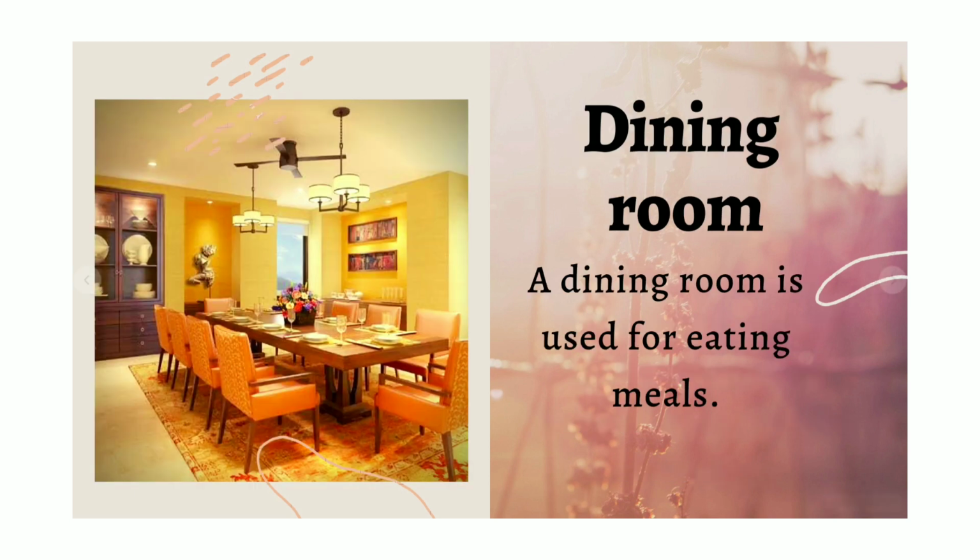Now next is a dining room. A dining room is used for eating meals. Yes, very well known. A dining room is used for having our meals. We all sit together and have our meals. This is the table which is known as dining table, on which all the meals are being served. And this is the chair on which we sit and have our meals. So it is known as dining table or a dining room. We have our lunch, breakfast and dinner together in the dining room.